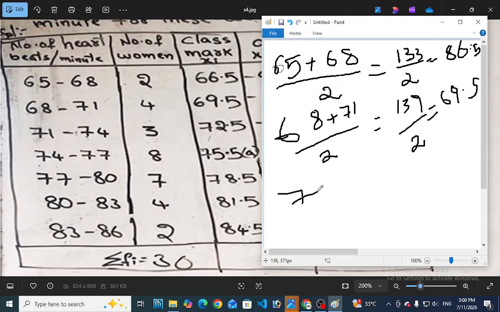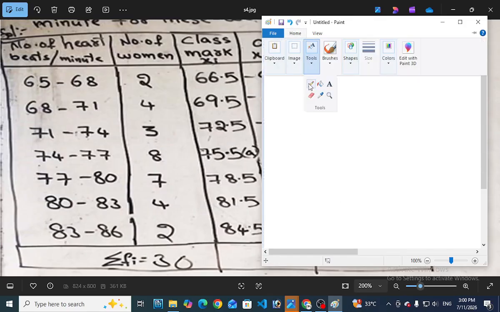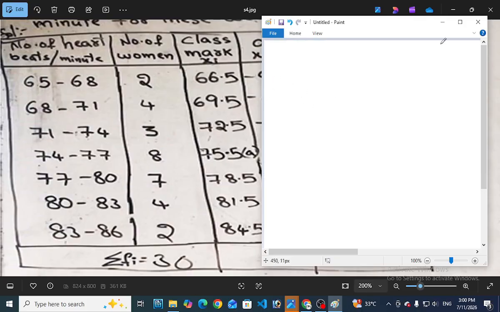Then the next class, 71 plus 74 are the class boundaries. Lower boundary is 71, upper boundary is 74. So taking the average of the lower boundary and upper boundary, we are getting 145 by 2, which is equals to 72.5, the third class midpoint. So the 72.5 midpoint we are taking as the class mark for the third class. Like that, here we are going to find the remaining classes.